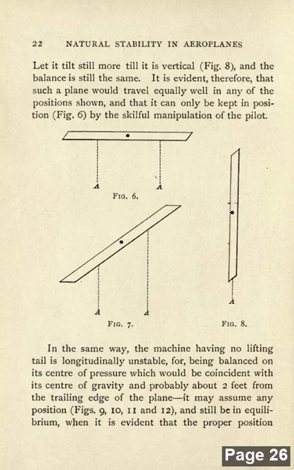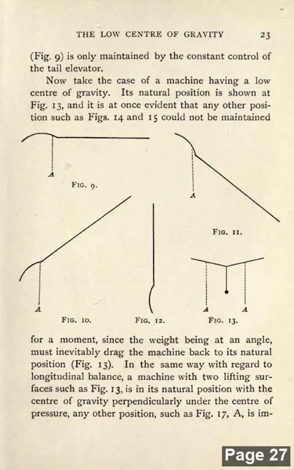In the same way, the machine having no lifting tail is longitudinally unstable, for being balanced on its center of pressure, which would be coincident with its center of gravity and probably about 2 feet from the trailing edge of the plane, it may assume any position, Figs. 9, 10, 11, 12, and still be in equilibrium, when it is evident that the proper position, Fig. 9, is only maintained by the constant control of the tail elevator.